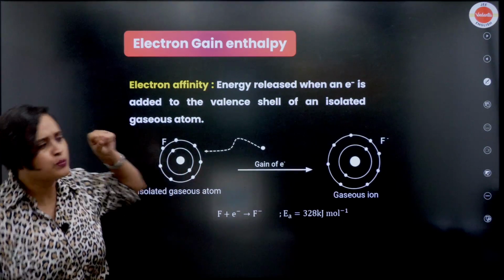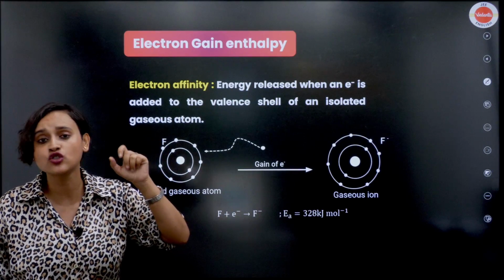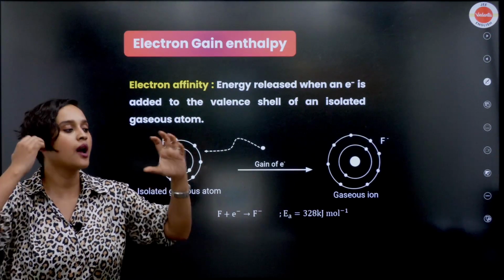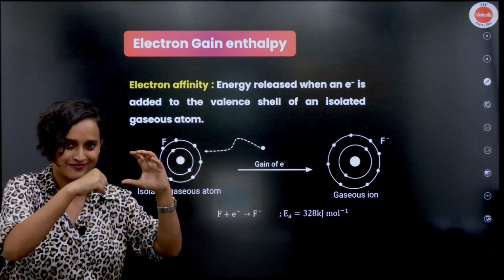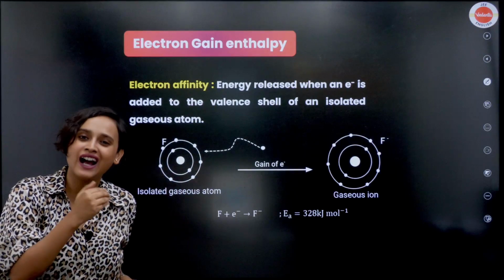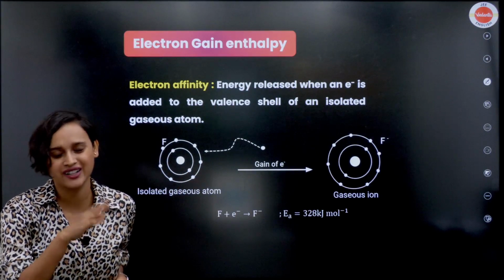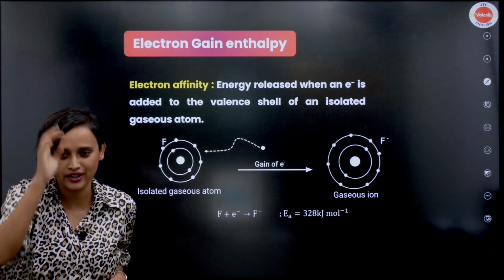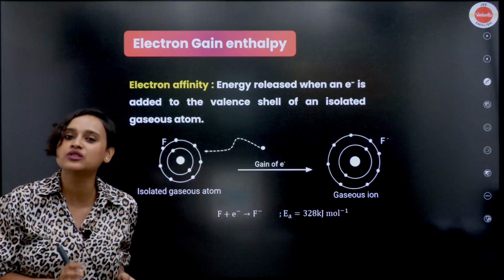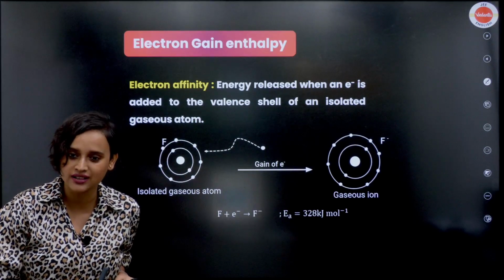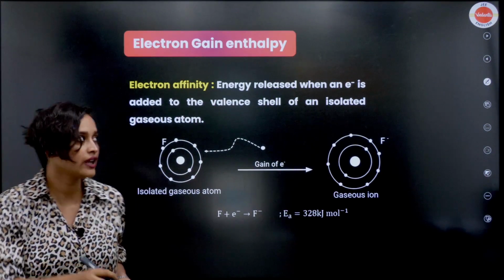The same thing happens when you try to push an electron towards an atom. The atom was neutral, the atom was absolutely fine, the atom was not asking for it. Now you are trying to push an electron towards it. When you push an electron into the atom, do you know what happens? The atom releases energy. The atom says that you're anyway pushing an electron, I don't need so much energy, take it away and go. So energy that is released when an electron is added to the valence shell of an isolated gaseous atom is called electron affinity or electron gain enthalpy. Actually not electron affinity, this is wrong.